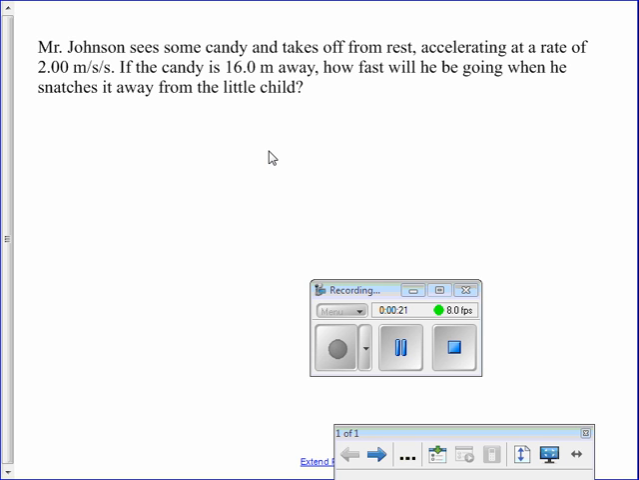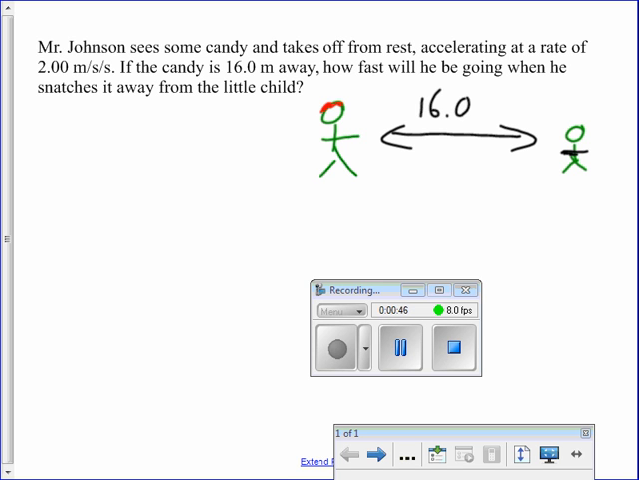We got Mr. Johnson right here. That's me. And we have him chasing candy from the little child. Right there, there's the candy. And we know that this distance is going to be equal to 16.0 meters.